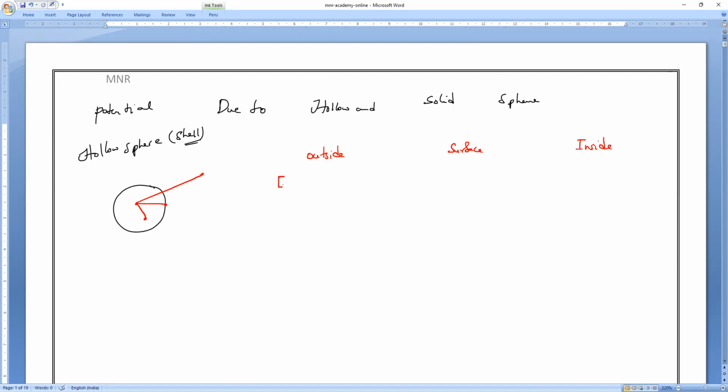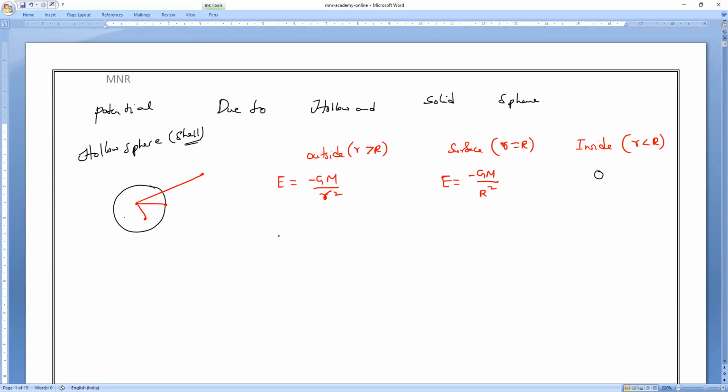Already we have found the gravitational field. What is the gravitational field, everybody? Outside, it is equal to minus GM divided by r square, and on the surface, minus GM divided by capital R square. Here r is greater than R, here r is equal to the radius, and here r is less than R. Am I right, everyone? So minus GM by r square outside, and inside E is equal to 0. So gravitational field is 0 inside the hollow sphere.